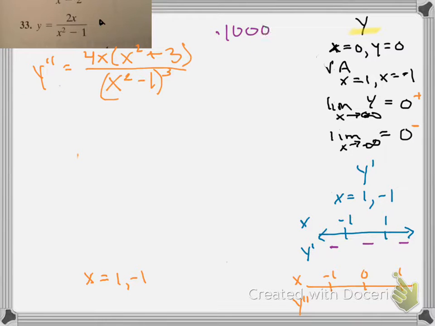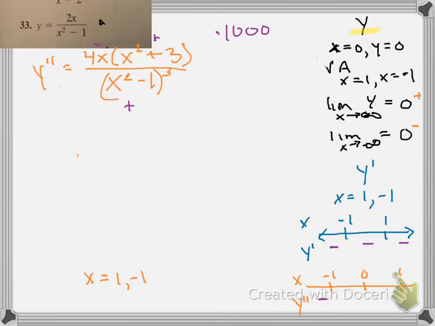I guess that's not even that huge, but I'm going to have a negative here multiplied by a positive there. And then I'm going to have a positive, because of the square, cubed. Well, a positive squared, huge positive minus 1 cubed. So I'm going to have a positive in the denominator. So I know that that's going to be negative overall.